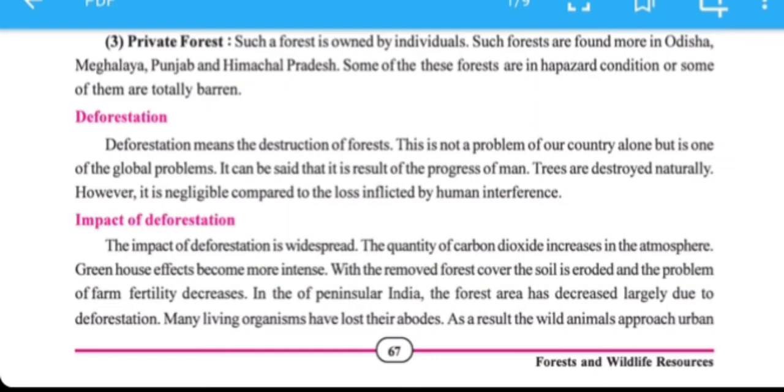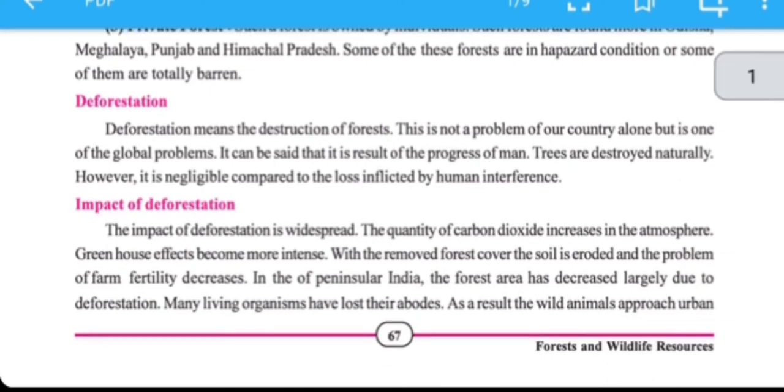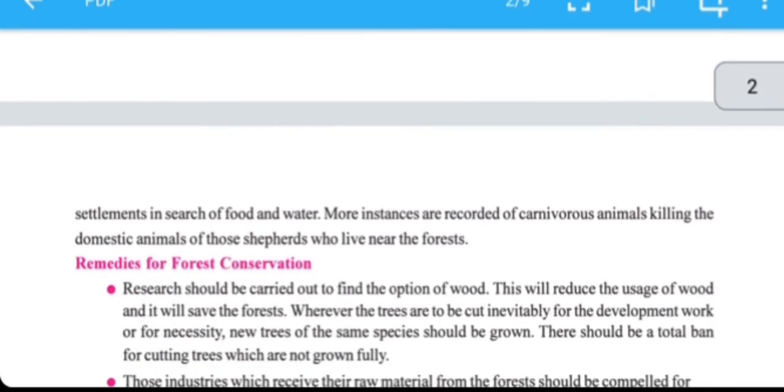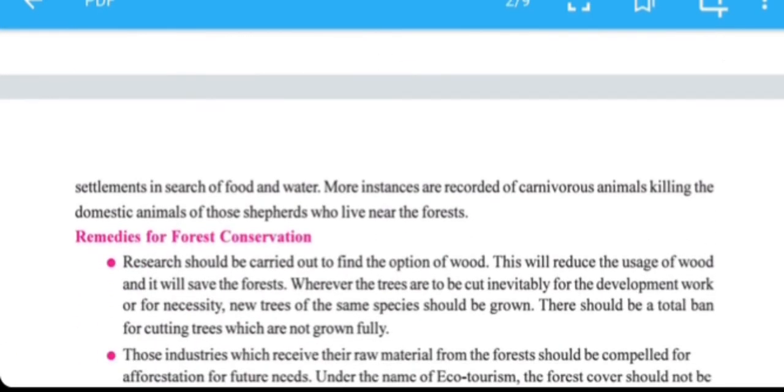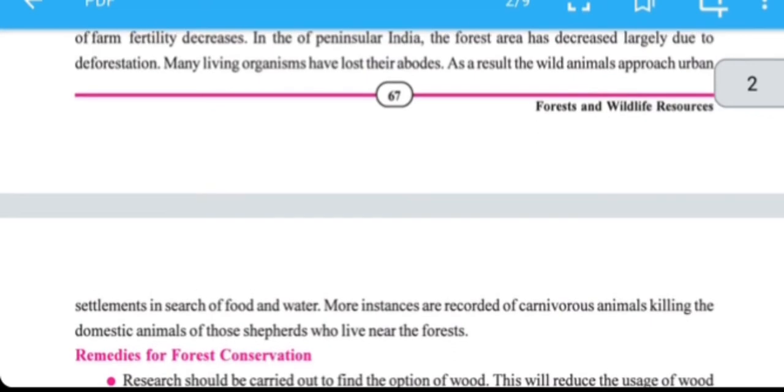Many living organisms have lost their abode, because many wild animals and birds have their habitat in the forest, but due to deforestation they lose it. Abodes means their habitat. Now where will the wild animals live? They come out of the forest into urban areas, and people start killing them because they are afraid of them. Many carnivorous animals are killed, and sometimes these carnivorous animals kill the domestic animals of the shepherds. So these are the possible impacts of deforestation.